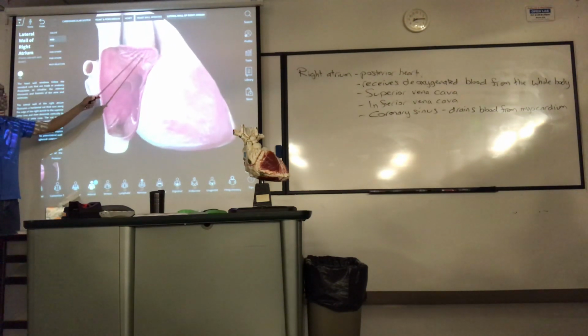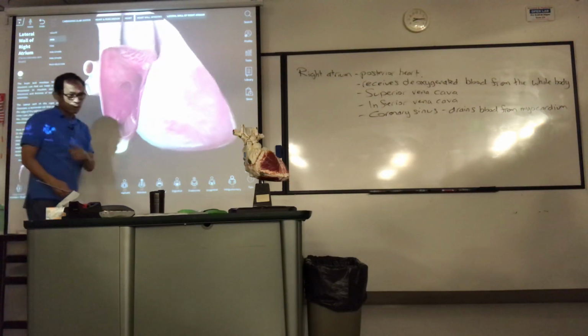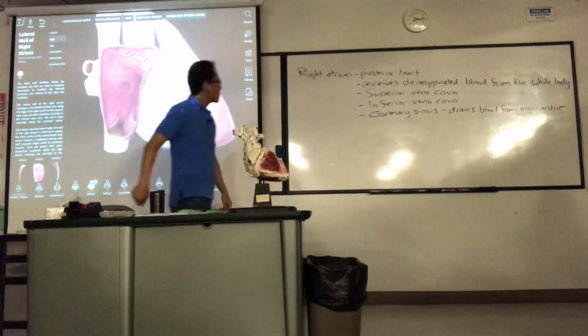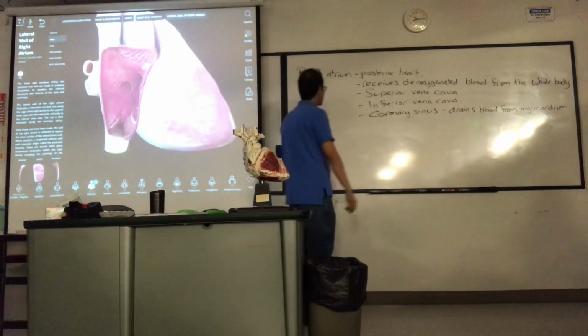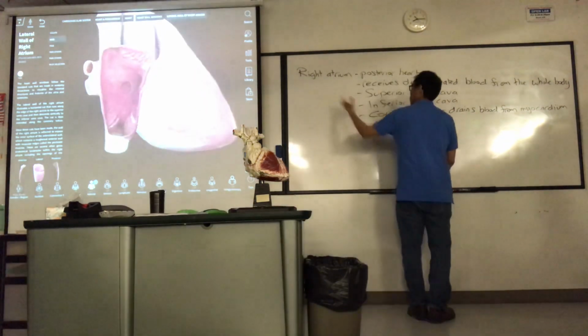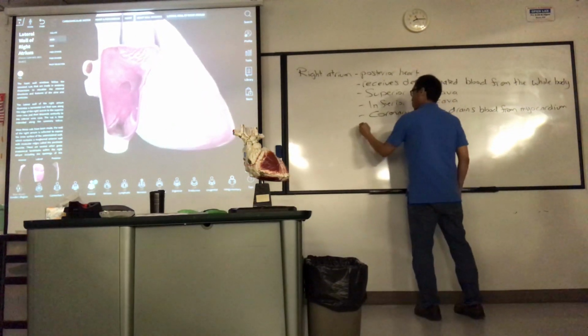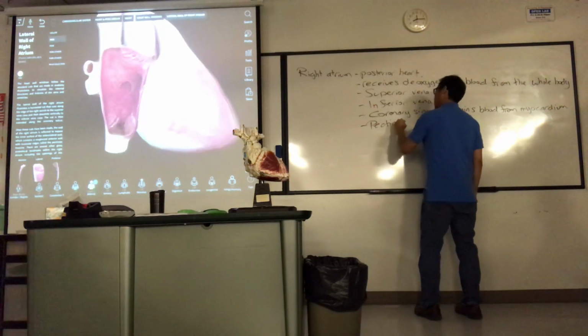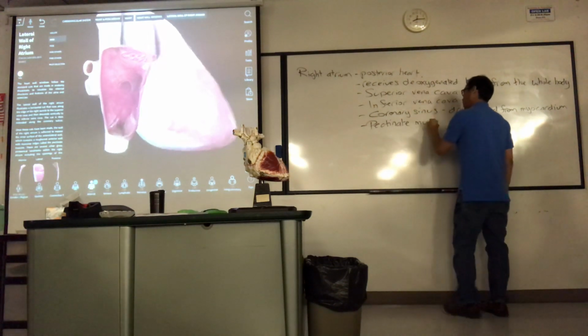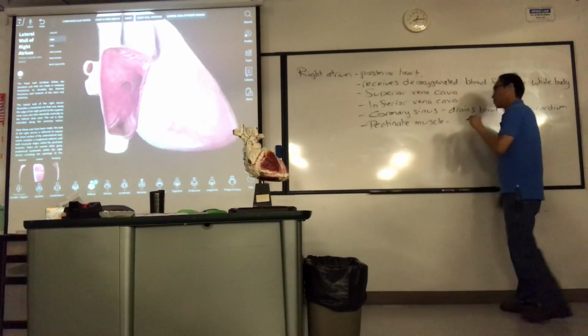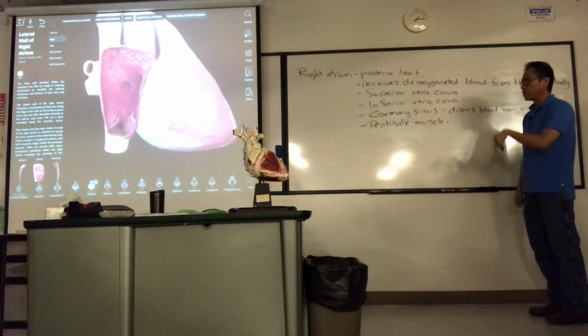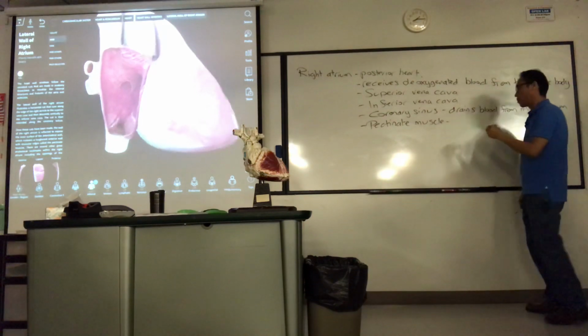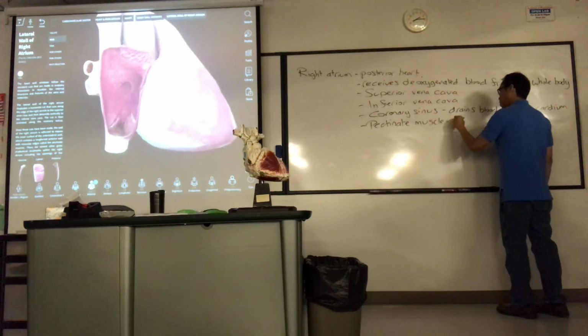That's something you have to identify on your heart on Monday. So write down pectinate muscle as a structure to know for the right atrium. The muscle has a combed appearance. It just describes the appearance. That's what pectinate means, comb-like.